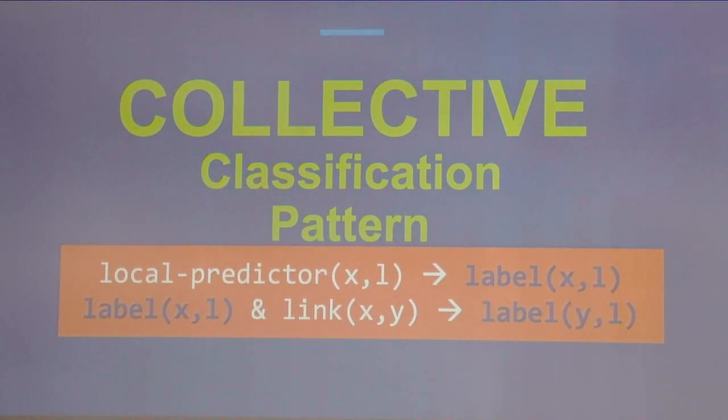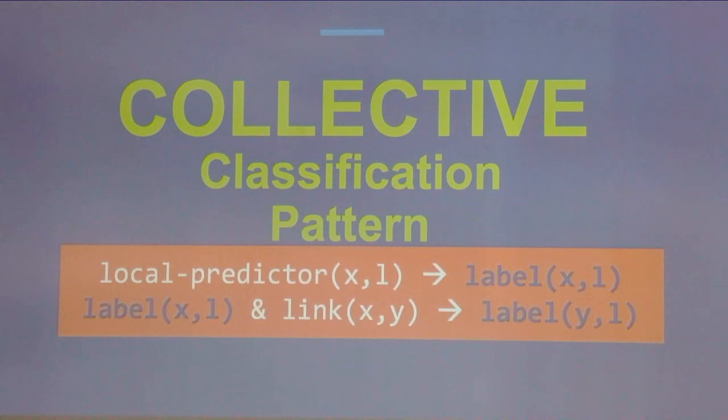And you can see this by the fact that you have the thing that you're trying to infer, which is the label, on both sides of the rule. So if I have a label L for a node X, there's a link between X and Y, then Y may have that label as well. So this comes up over and over when you're trying to infer any kind of attribute for users and so on.